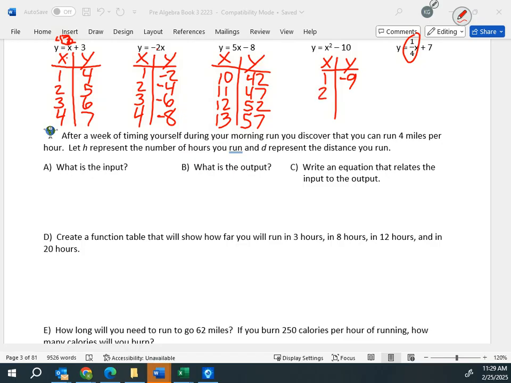Let's try 2. If I put a 2 in there, what is my answer going to be? 2 times 2 is 4. 4 minus 10 is negative 6. Now if I put a 3 in, Christina? 3 times 3 is 9. 9 minus 10 is negative 1. Now if I did 4. LJ? 4 squared is 16. 16 minus 10 is 6.